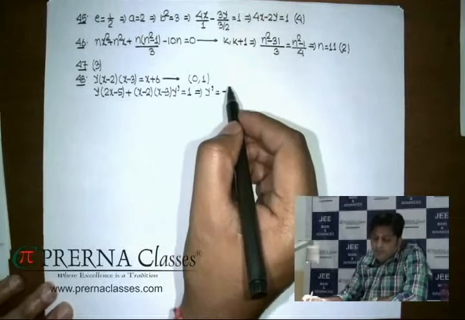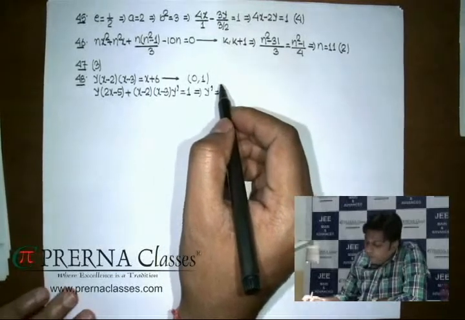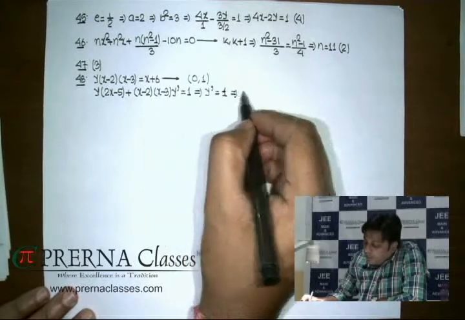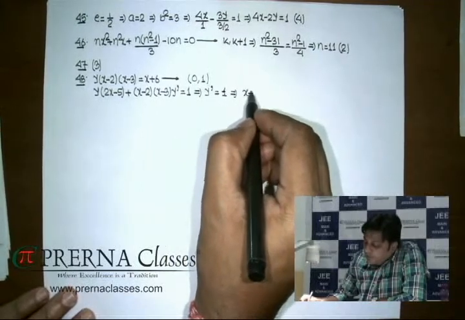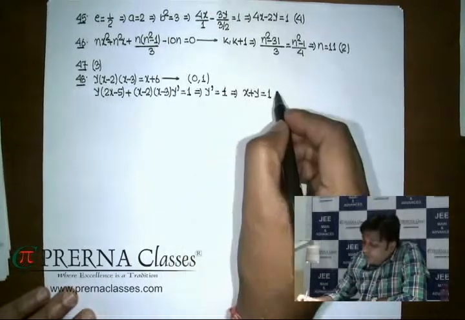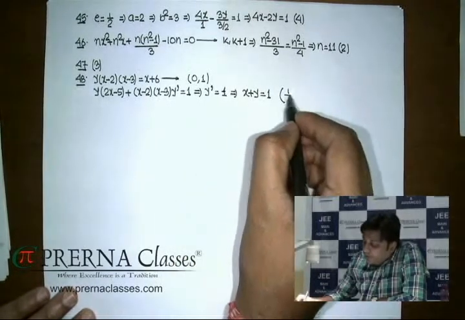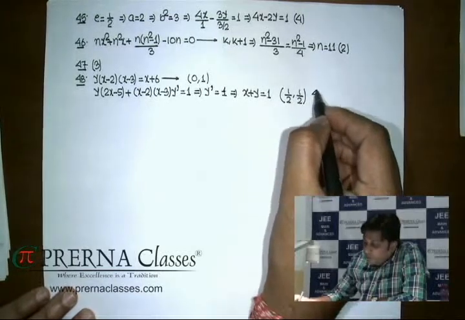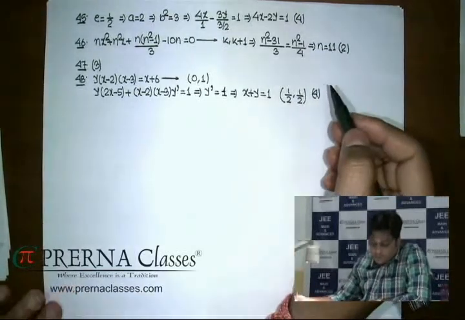In fact, if we compute y dash at that point, it will turn out to be 1, and therefore the slope of the normal is minus 1. The equation of the normal will then turn out to be x plus y equals 1, which clearly passes through the point 1 by 2, 1 by 2. Option 4 then is going to be the correct answer for this question.